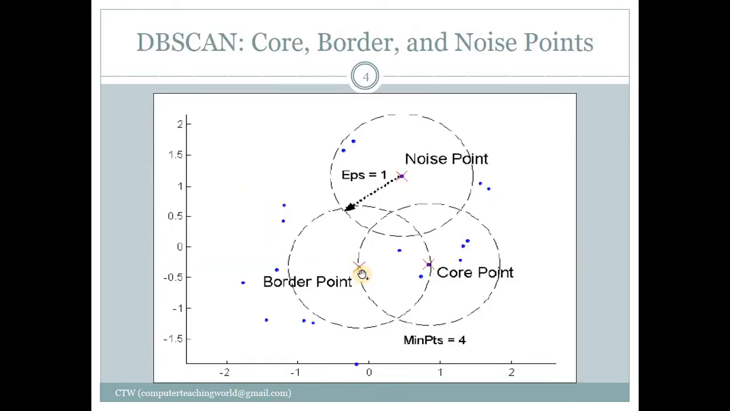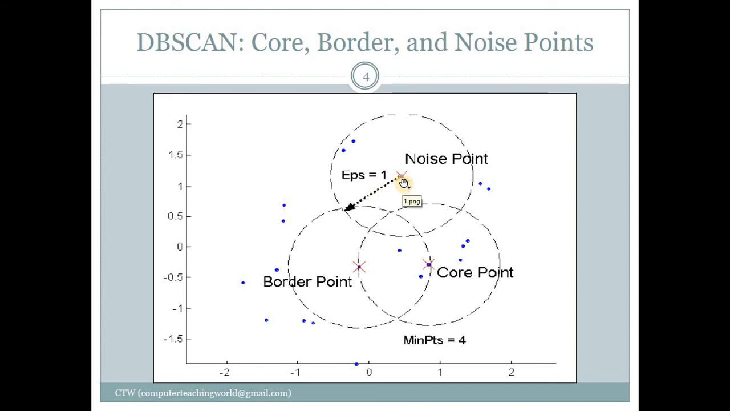Now coming to this point, if we draw a circle, we can see there are only 3 instances inside it. But the min points is 4, so 3 is less than 4. That means it cannot be a core point, but it can be a border point or a noise point. It is a border point because one of the instances inside this circle is a core point, so we call this point a border point.